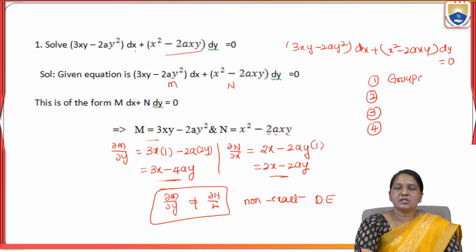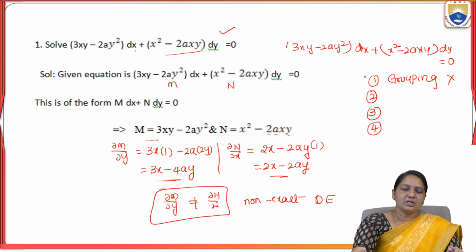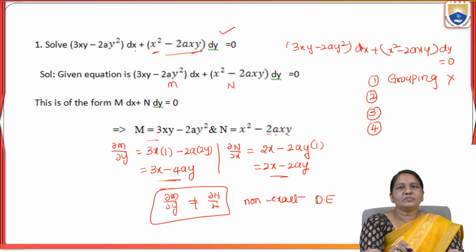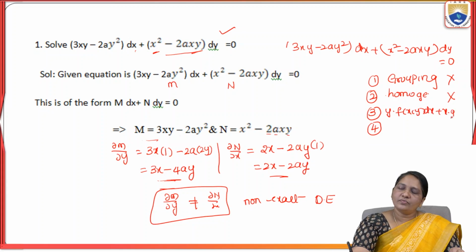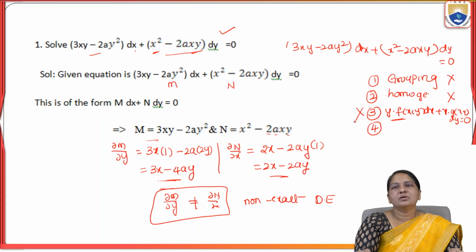Grouping the terms. If there is any possibility of grouping the terms in this equation, but it is not possible. Next, the second one requires a homogeneous equation. Here x square is there, here x is there, so this is not a homogeneous equation, so we are not following the second method. For the third method, there should be the form y f(x,y) dx plus x g(x,y) dy equal to 0. If the equation has this form, then we can go for the third method. Here there is no such form, so the third method is also not applicable.